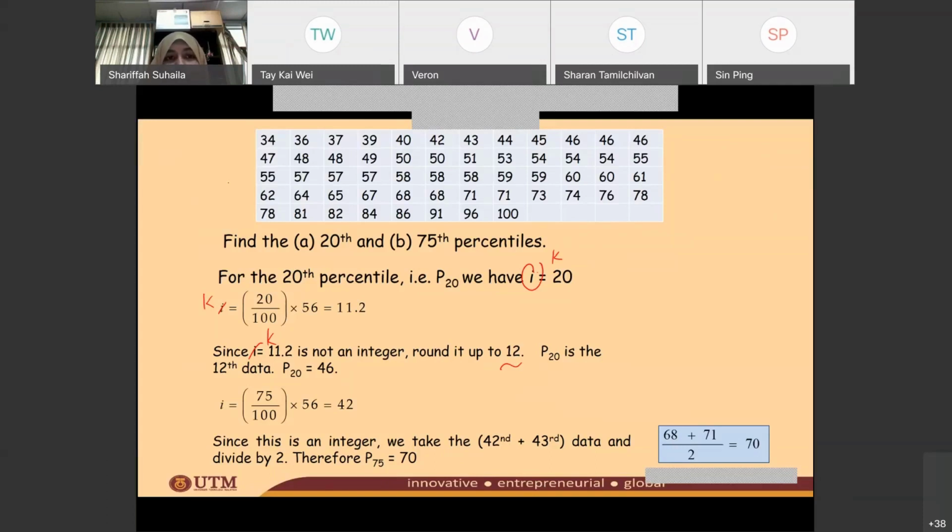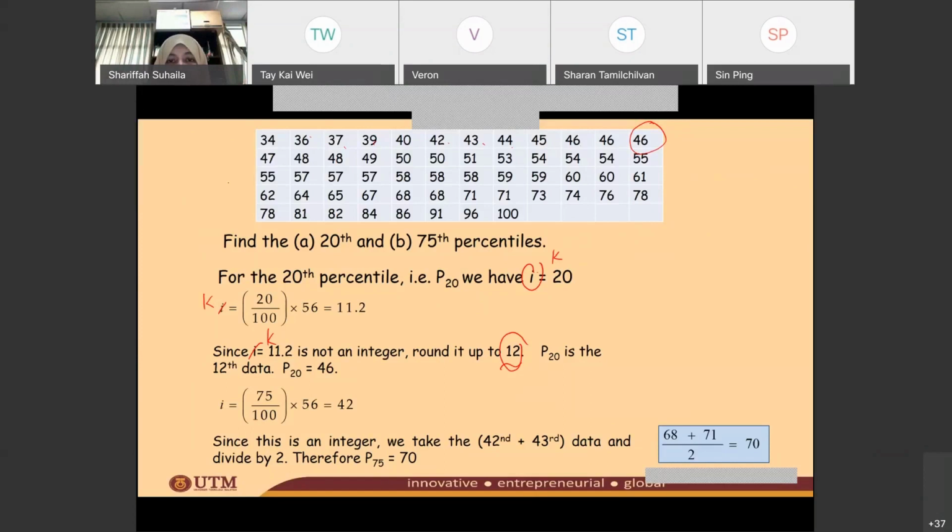So that means this one is 1, 2, 3, 4, 5, 6, 7, 8, 9, 10, 11, 12. So that means your P20 is 46. Okay, this 12 is not the value of your percentile, but your location. That means the 12th observation. So actually your P20 is your 12th data. So that means P20 is equal to 46.